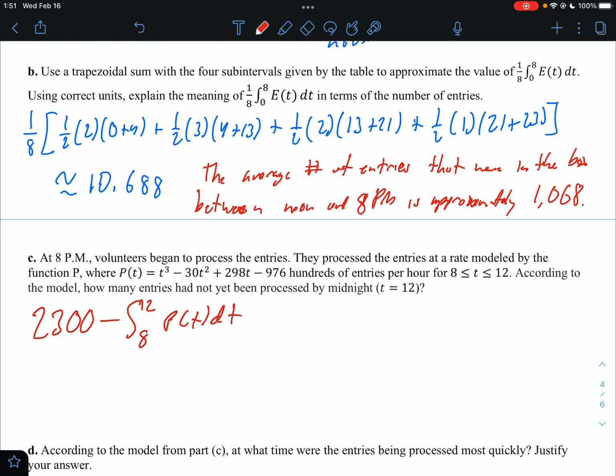Okay, and we should get approximately, actually, since this is all in hundreds, we want to just keep it as 23 for now. We should get approximately 23 minus 16. So again, approximately 700 entries.